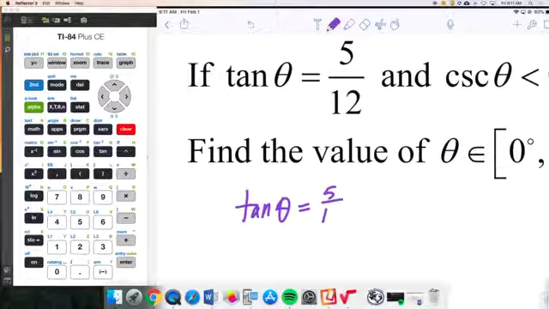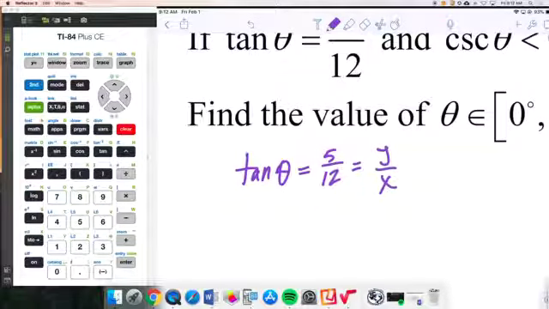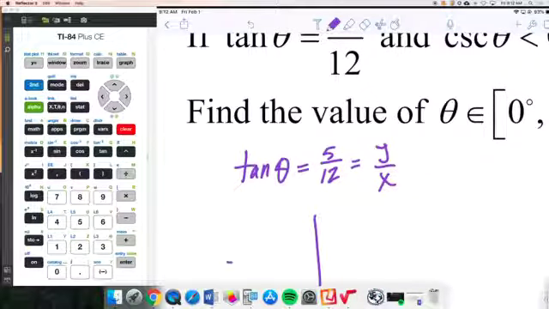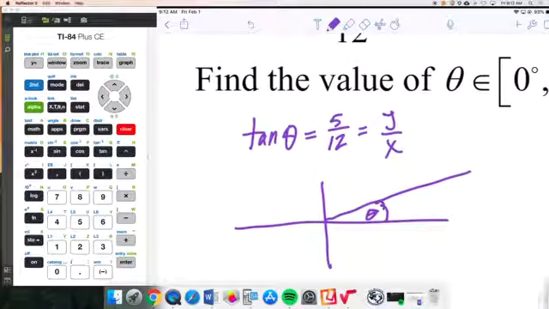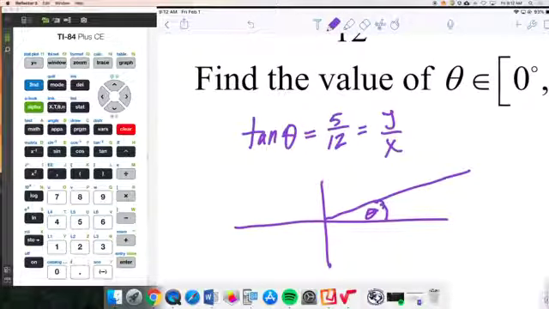What is the definition of tangent in terms of x, y, and r? Y over x. Good. So y and x can both be positive or negative, right? So if I have a positive tangent ratio, it's because either y and x are both positive. Would you agree? So it's going to be somewhere over here in quadrant 1. Or what else could they be? They could both be negative. It could be negative 5 over negative 12, right?